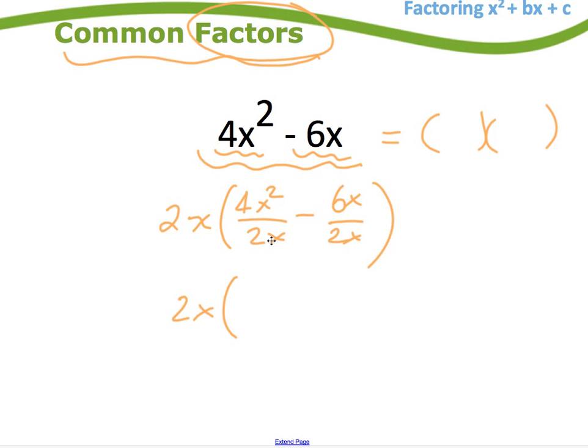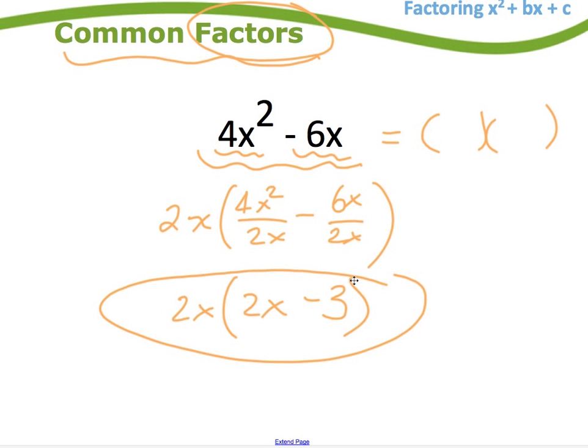Leaving us with, when I divide this I get 2x, when I divide this I get 3. So this would be the factored form of this initial polynomial. But the main thing is I'm looking for getting something times something else to give us the original one. Okay, so that's what we were looking at the other day.